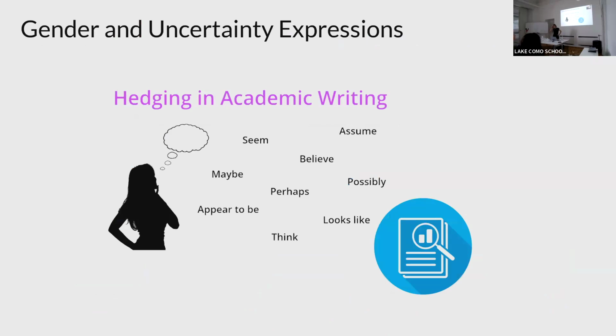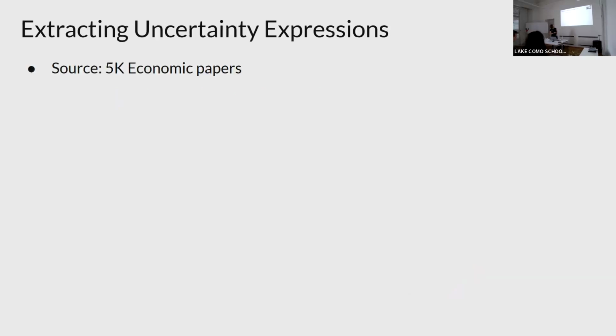So the key question we look into is the relation between gender and uncertainty expressions. If we are sensitive linguistically, a lot of academic writing has terms such as seem, maybe, and appears to be, and so on. So we extract all these expressions that show uncertainty from 5,000 economics papers from top journals. And we use NLP in two ways.